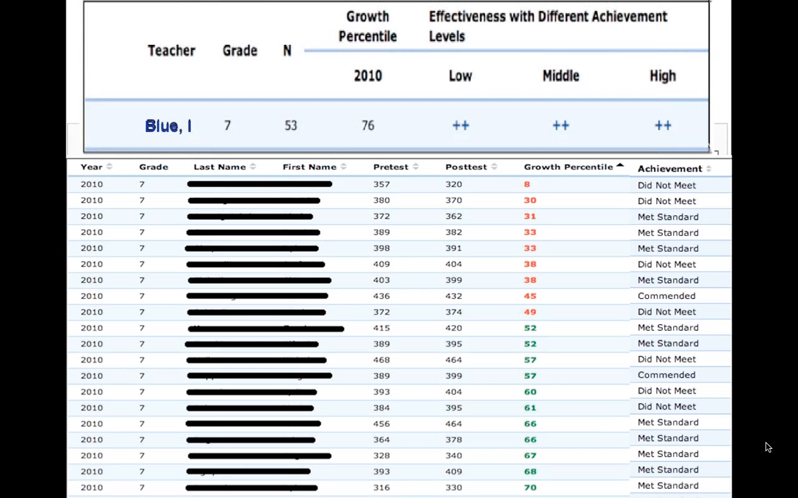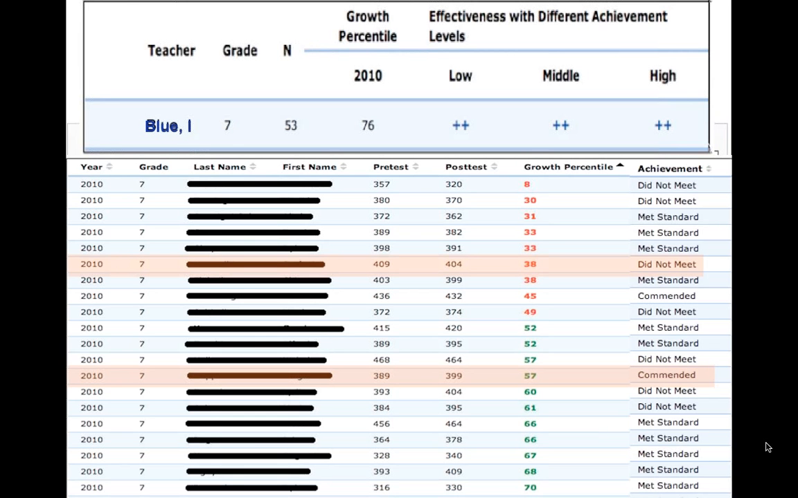The first column lists the year of the analysis. The next is the grade level. Students are in 7th grade. Then we have each student's first name and last name. Again, I've blacked them out. The pretest column shows each student's 6th grade scale score. The post-test column is each student's 7th grade scale score. And finally, we see each student's growth percentile and achievement level.